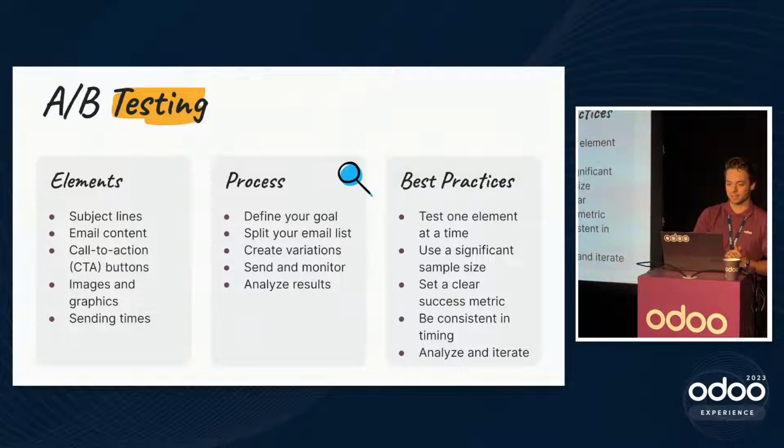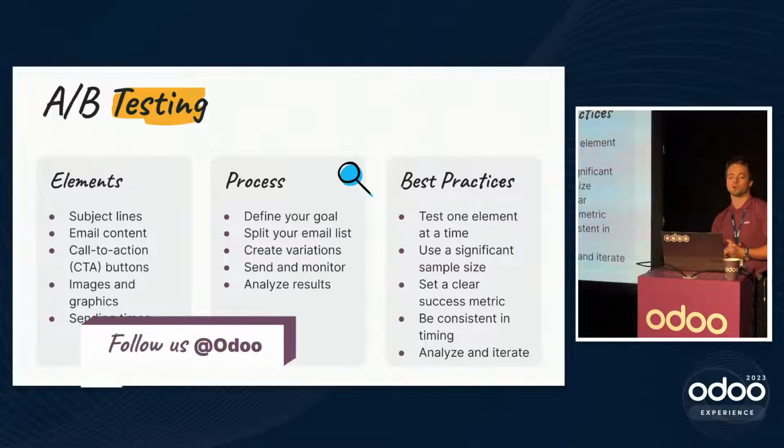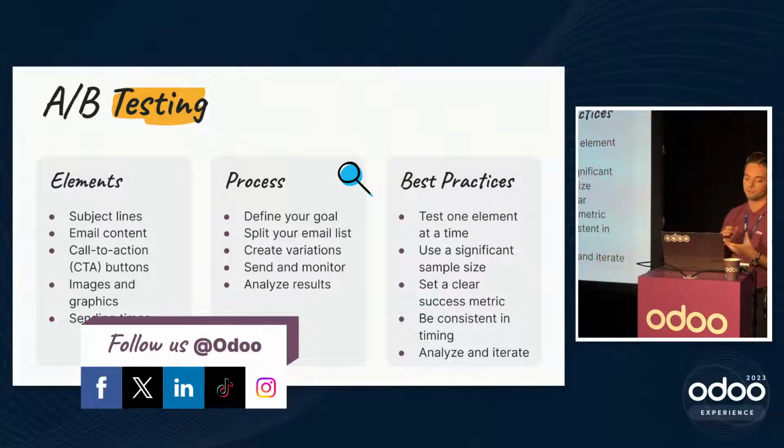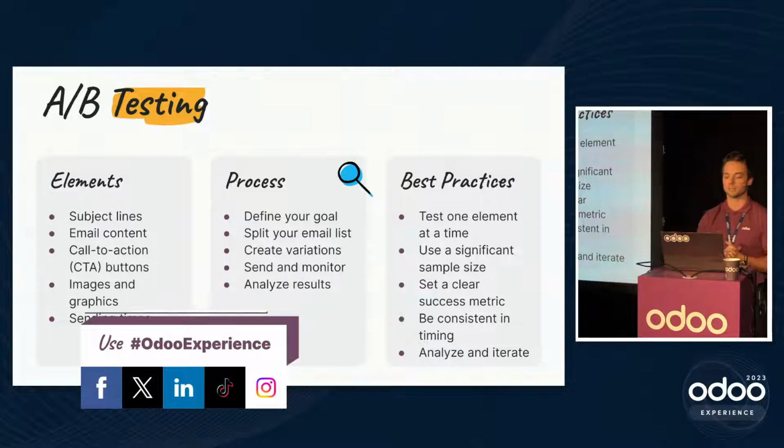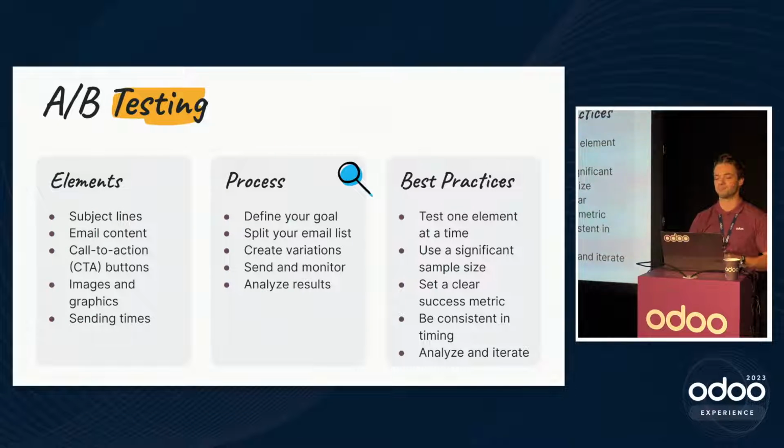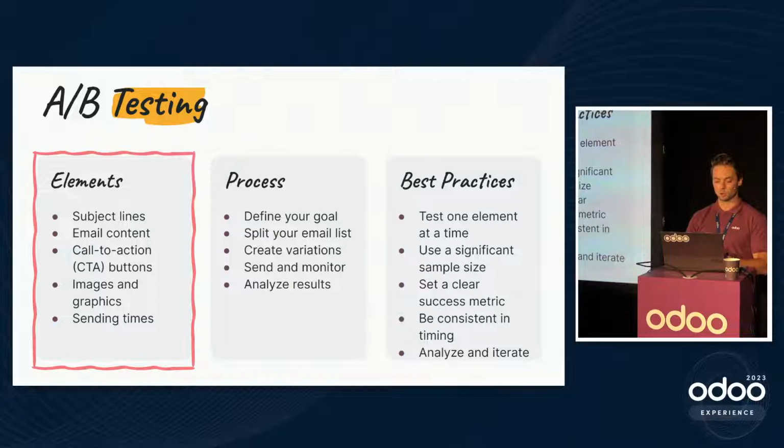This is a slide I like. It gives a good overview of A/B testing. So we have first the different elements that we can test. Then we need to have a clear process. That's the theory, we'll cover that. And finally, some best practices to optimize the A/B testing in the campaign. Let's focus on the first one here, the different elements that we have.